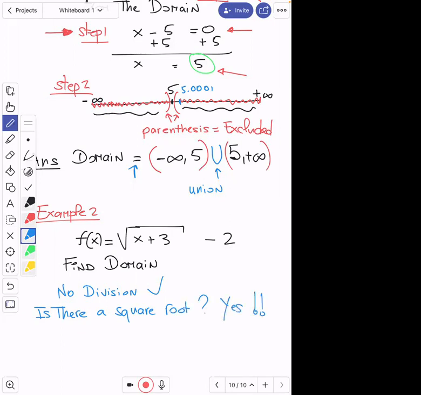Okay, so here's my square root, right? Now what's the problem with the square root? The problem is, as I said in rule number 2, we cannot have negative numbers under the square root. So whenever I have the square root, guys, and you want to find the domain, you're going to have, again, 2 steps.